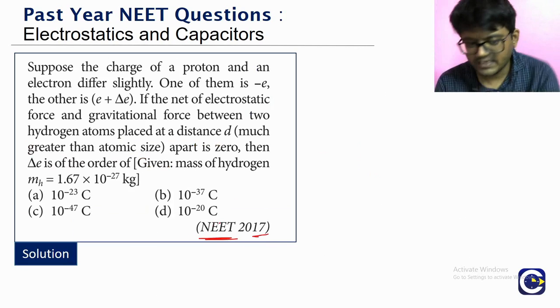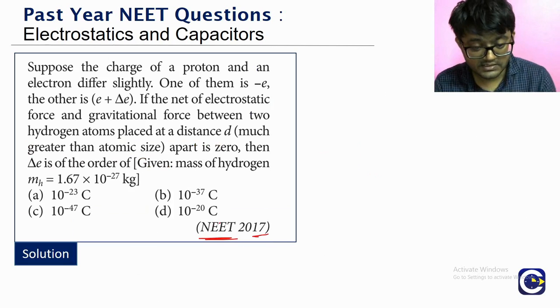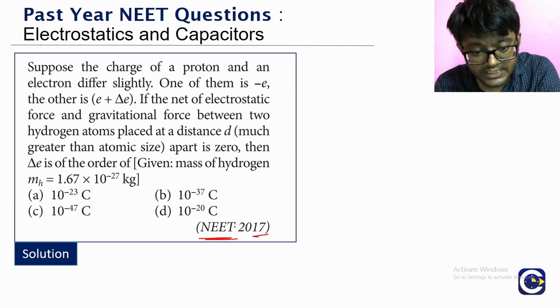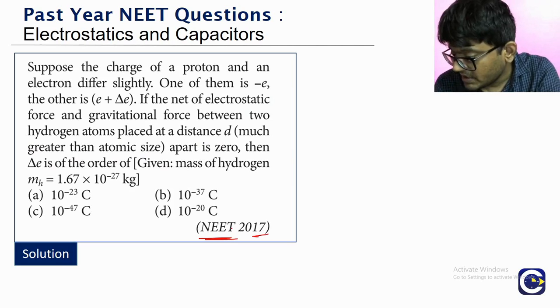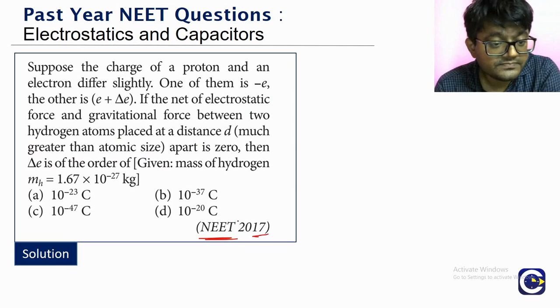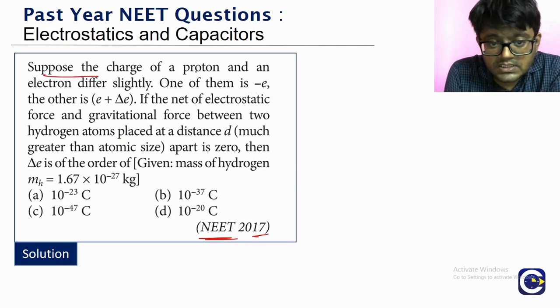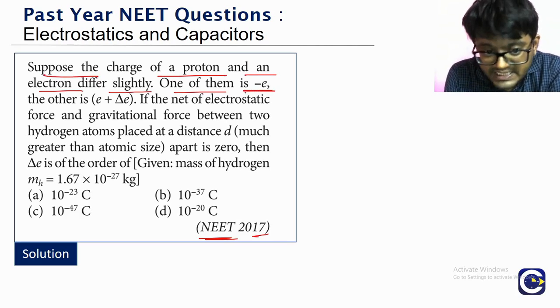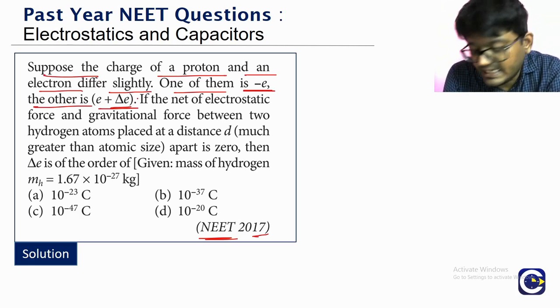Next we have another fundamental question comparing the relation between the gravitational force and the electrostatic force. This is the question that has come in the NEET paper 2017. Suppose the charge of a proton and electron differ slightly. One of them is minus E and the other is E plus delta E.